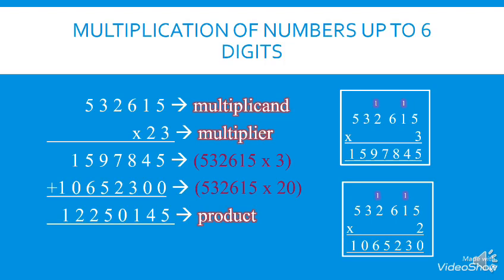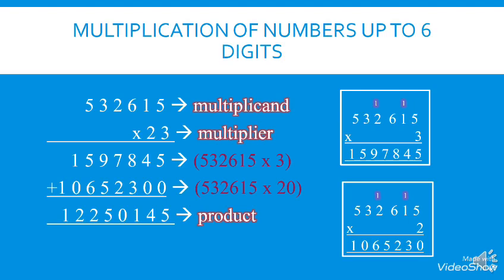8 plus 3 will be 11. We will write 1. 1 will be carry. 7 plus 2, 9 plus 1 will be 10. We will write 0. 1 will be carry. 9 plus 5 will be 14. Plus 1 will be 15. We will write 5. 1 will be carry.